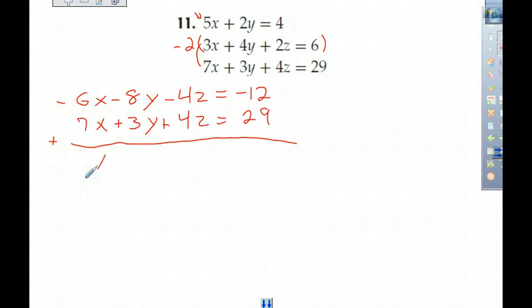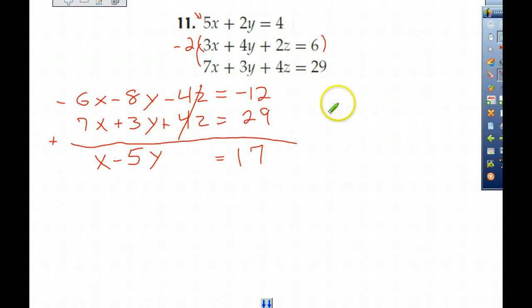-6 plus 7 is x. -8 plus 3 is -5y. We get 0z, and equals 17. So we have one equation that was given to us that has two variables, and we created another equation with the same two variables. Very important. And now we use these two to do a problem just like we've been doing before.